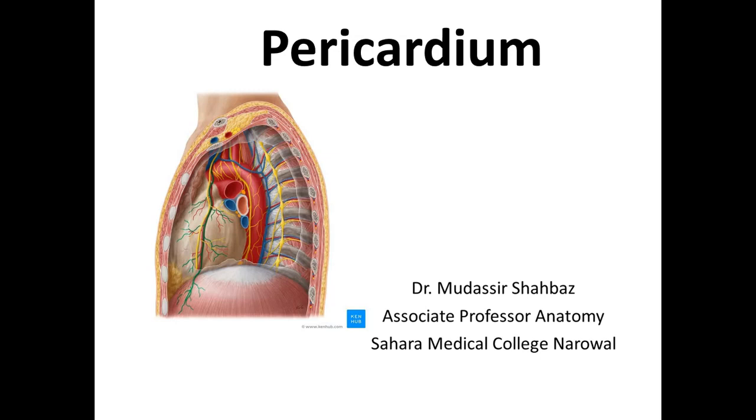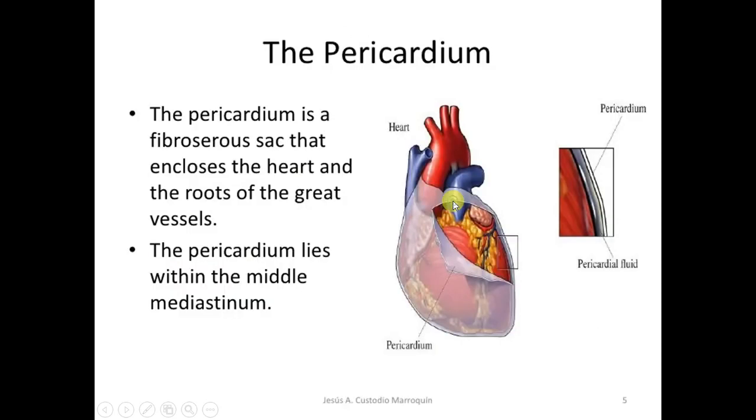As we are discussing the thorax, we have been discussing the anatomy of the heart, the surface marking of the heart, and the internal features of the atria as well as the ventricles of the heart. Today we are going to discuss the pericardium of the heart. The pericardium is the fibrous membrane which surrounds the heart. Here we are seeing the pericardium around the heart, in which the heart is lying surrounded by the pericardium.